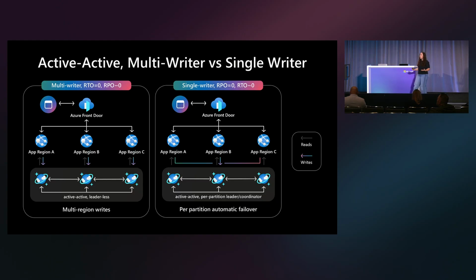This gives you an RTO of 0. There is no downtime because other regions are available to accept traffic if one goes down. Your RPO is roughly the time it takes to replicate your data across regions.